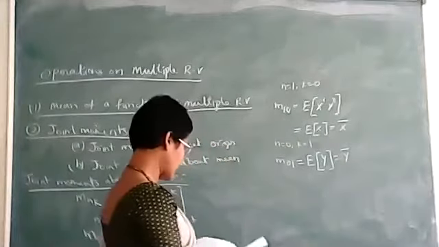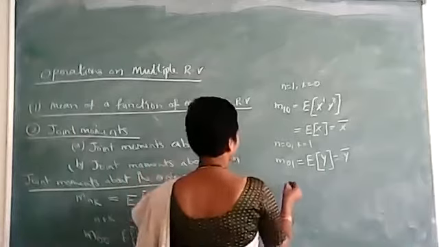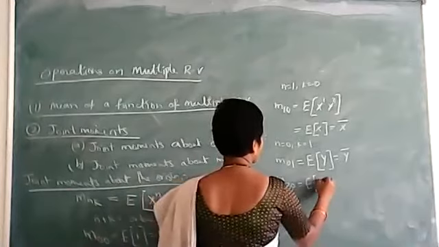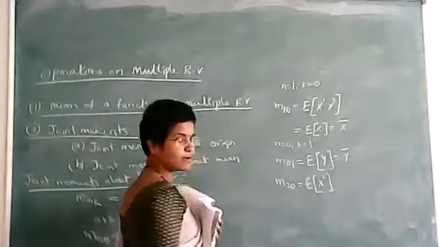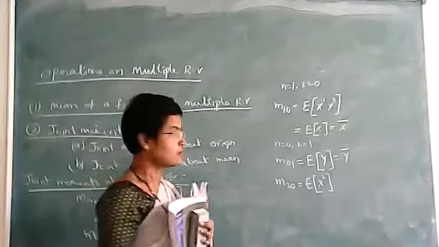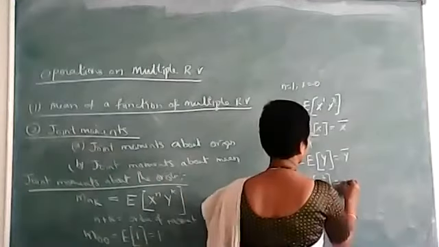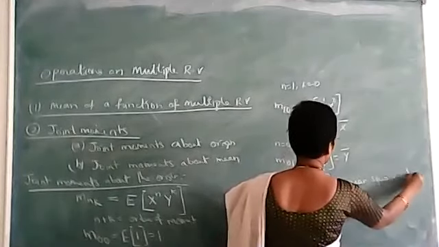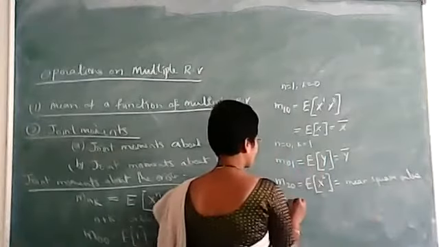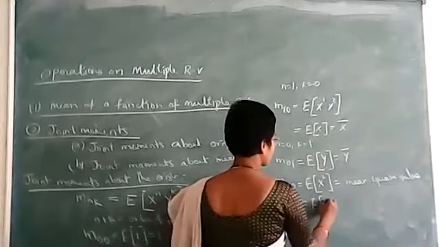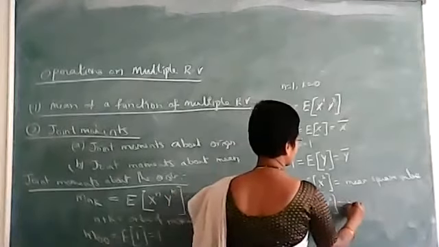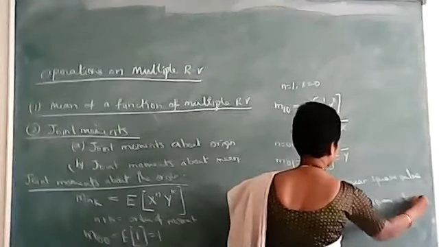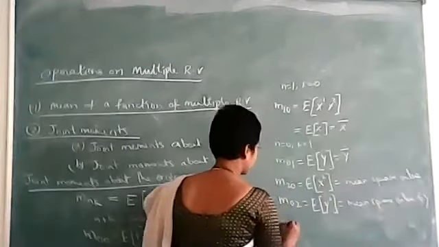Now similarly, if you find out the second order moments, that is m20, means what? X power is 2, y power is 0. So it is expected value of x square. So this gives us the mean square value. Similarly, m02 will give you what? The mean square value of y. And similarly, m11.